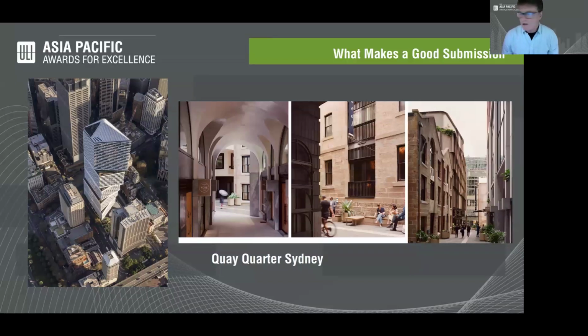But beyond that, the entire area, which is also owned by the same owner, was also redeveloped. Well, actually, it wasn't redeveloped. It was basically upgraded and repurposed.